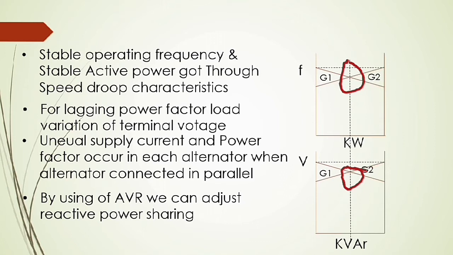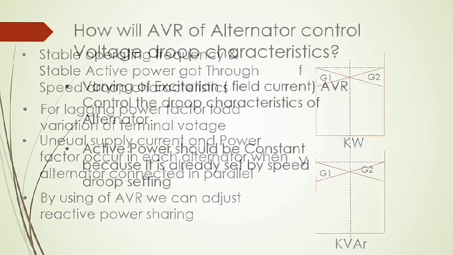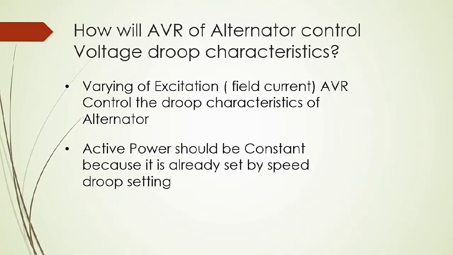In the AVR, voltage is set by either a potentiometer or a voltage trimmer. A large voltage drop can be adjusted by the potentiometer and a small voltage drop by the voltage trimmer. So we will see how the AVR of an alternator controls voltage droop characteristics. That means how it controls the voltage setting and makes both alternators' voltage settings equal. So how is it so?